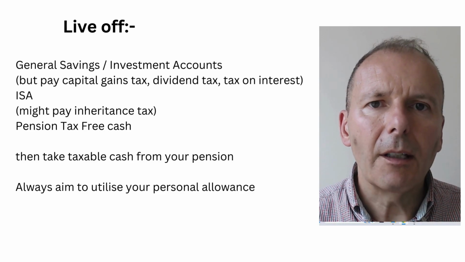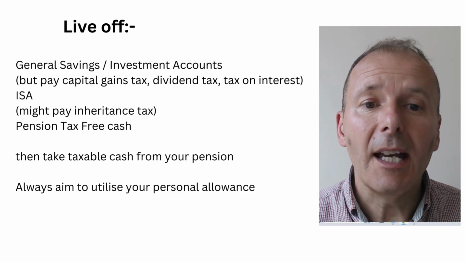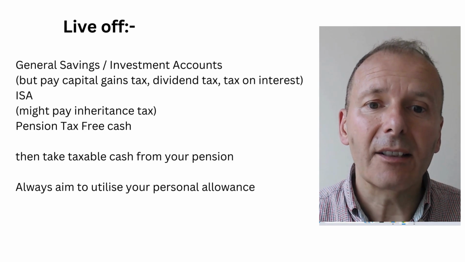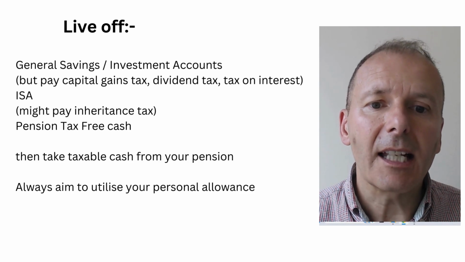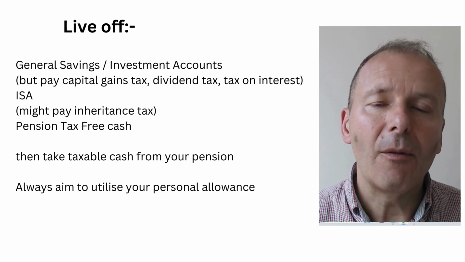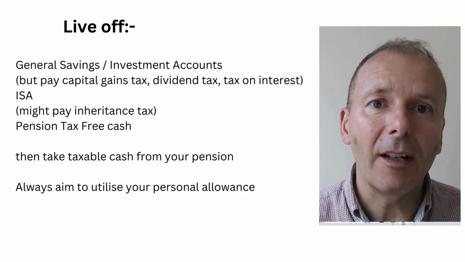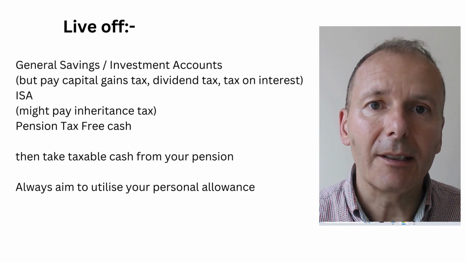So you've got an order of drawdowns. You can live off general savings and investments accounts first because they're subject to capital gains, dividend tax, tax on interest. Then your ISA, which is subject to inheritance tax, then your pension tax-free cash, and then finally taxable cash from your pension sources, whilst making sure you always utilize your personal allowance.